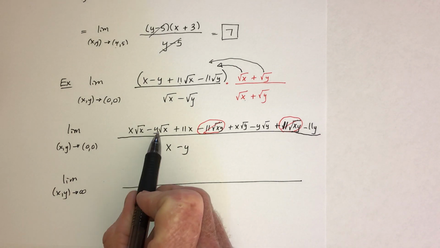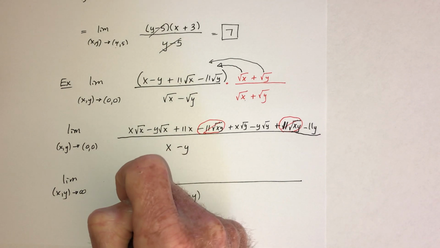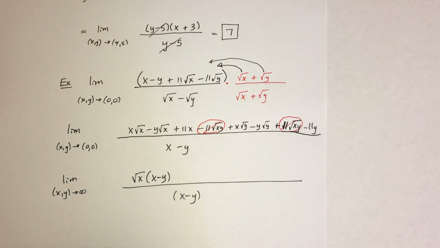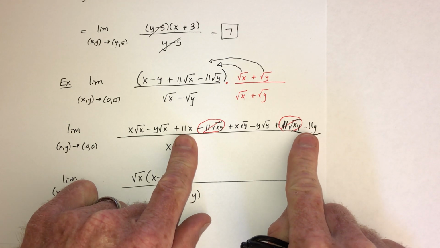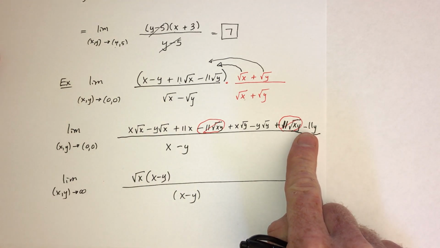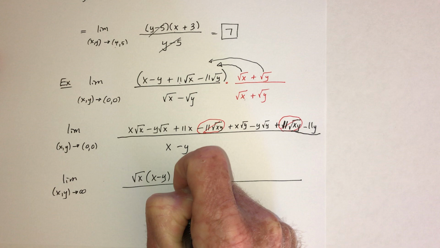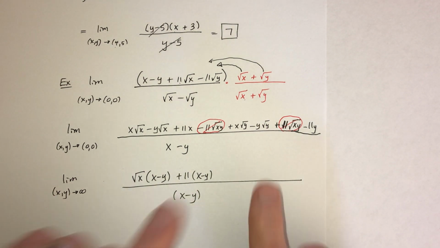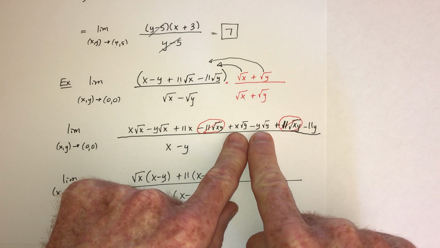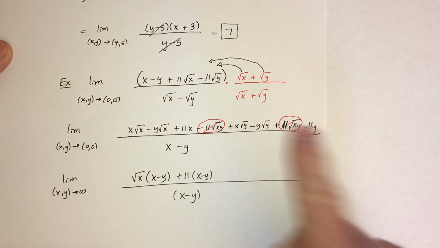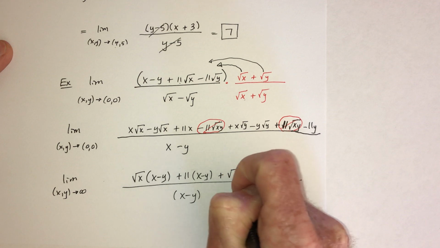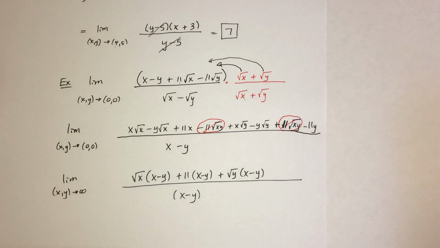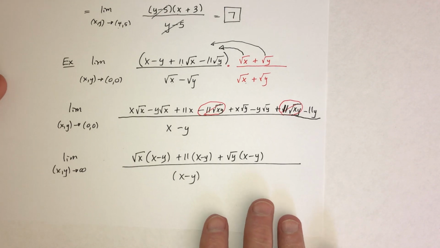Now for the top, put these two together, and you could factor out the square root of x, and then it would leave x minus y. Now put these two together, and you can factor out an 11, and then parentheses x minus y. And then for these two, you could factor out the square root of y, and then times x minus y. Oh, that worked out perfectly.